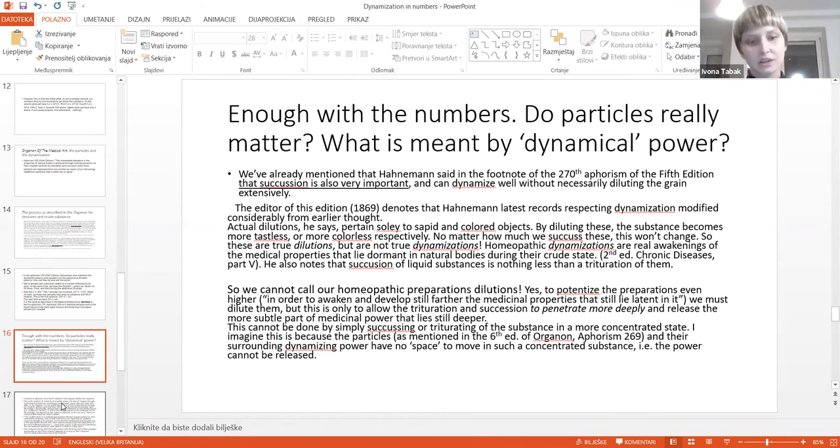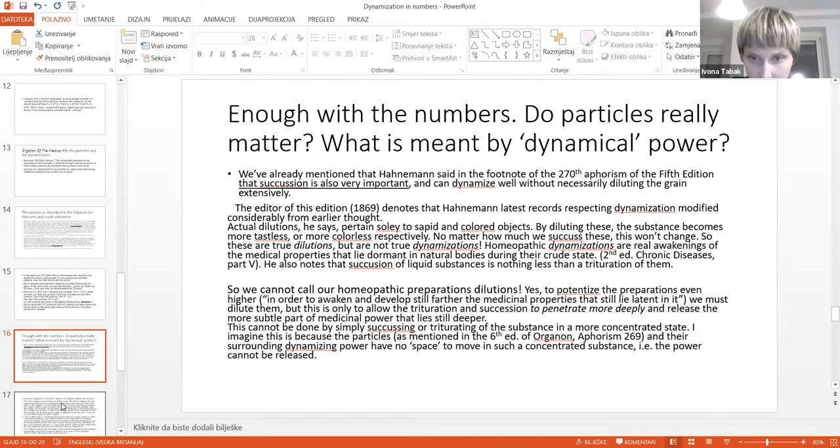But Hahnemann presents very clear reasoning why we do all of this. There's a reason why we do all of this. And we must understand how we do it in order to judge how strong our potencies are and how to adjust them to our patients, basically.